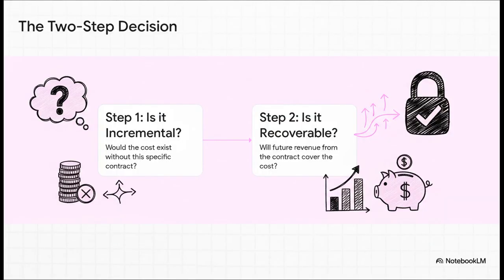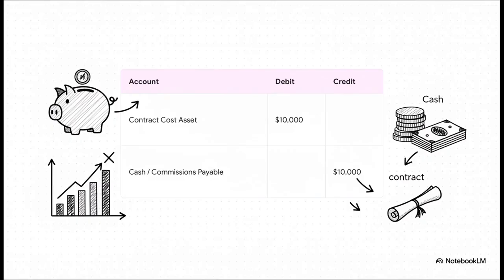So it all boils down to this really clear two-step process. Step 1, is it incremental? We just covered that. Step 2, do you expect to get your money back? This one is usually pretty straightforward. I mean, if you signed a profitable contract, you're obviously expecting to recover the costs. If you get a solid yes on both steps, you capitalize. It's that simple.